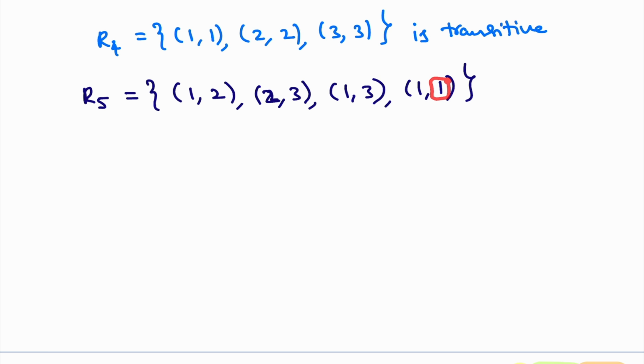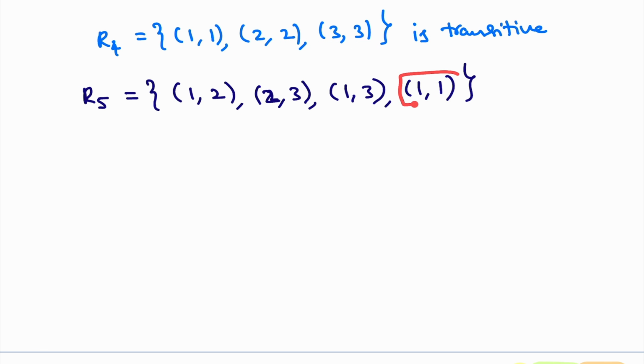See here, this ends with 1. Any other starts with 1? This starts with 1, this starts with 1. First, we'll check with this one. This is 1 comma 1. This ends with 1. This starts with 1. What is x comma z here? X comma z is 1 comma 2. 1 comma 2 is there here.